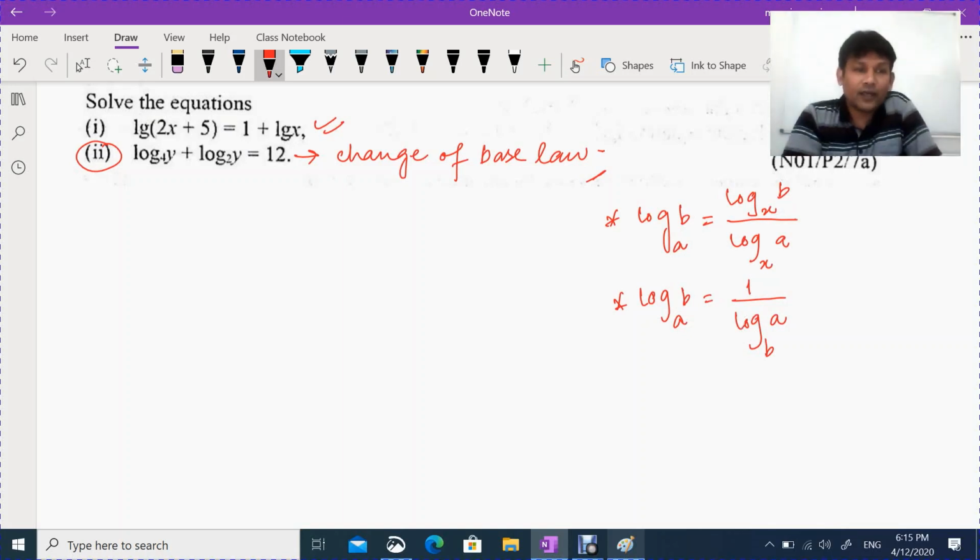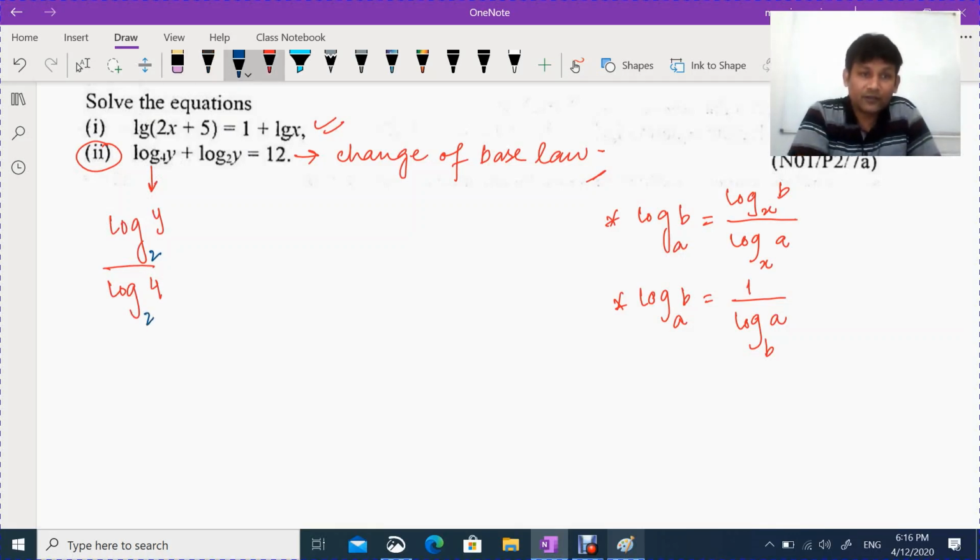What do I have to do here? This is log base 4 of y and this is base 2. Can I make this base 4 into base 2, because log base 2 of y is there? Yes, I think that is better. I will use the third base formula. I want to make 2 the base, so log base 2 of y over log base 2 of 4.